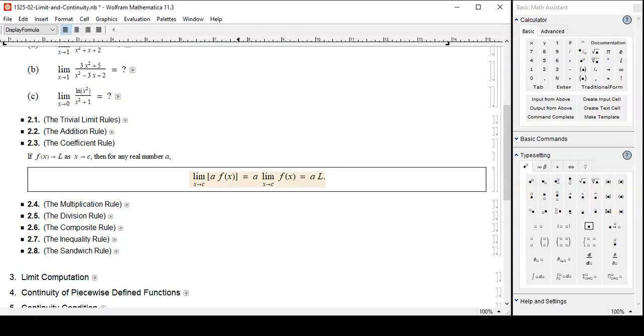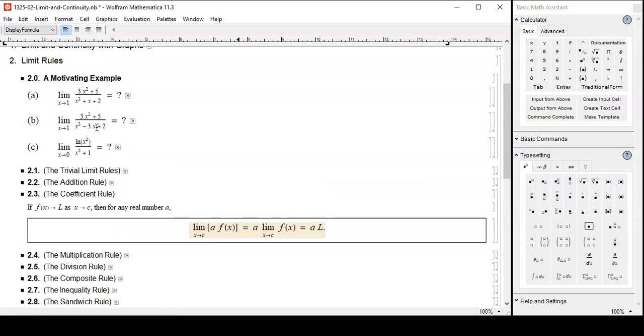Next, coefficient rule. Again, the same deal. If the limit exists, then I can simply plug in the limit value L, A times L right here. Or equivalently speaking, I can take this coefficient out. For example, here, I can decompose coefficient -3 and x separately. So -3 times ln x, so I can plug in x equals 1.